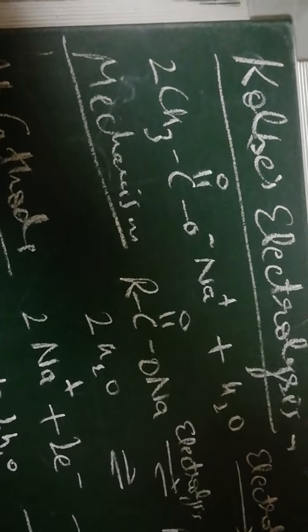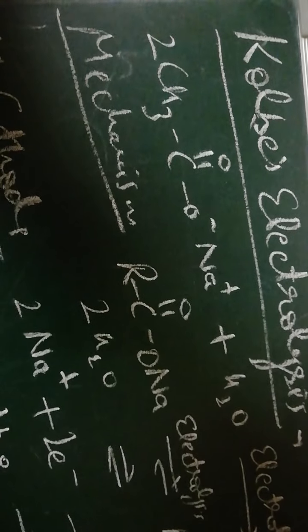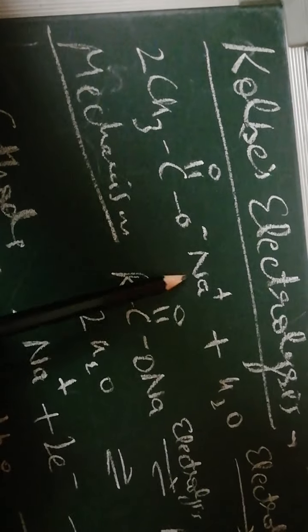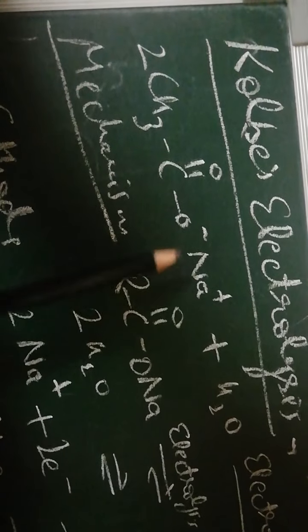Now third method of formation is Kolbe's electrolysis. In this we take CH3C double bond O negative Na positive. This is sodium acetate, the sodium salt of acetic acid, reacts with water. It undergoes electrolysis and we will get CH3-CH3 plus CO2 plus H2 plus NaOH.